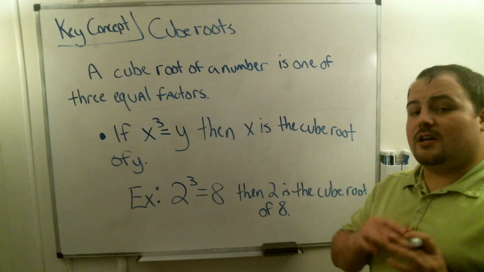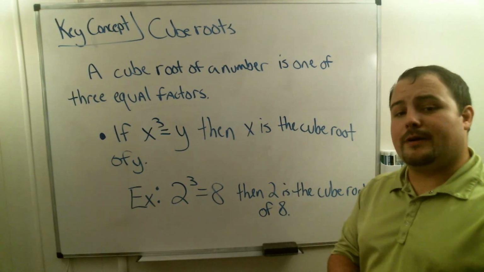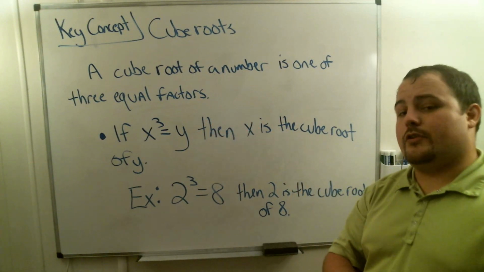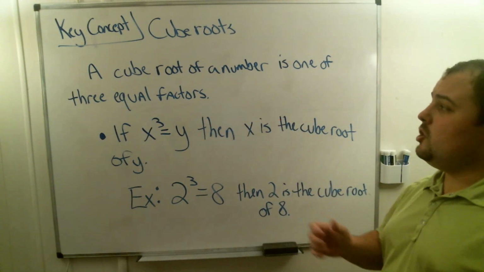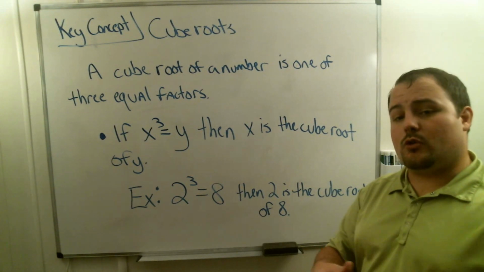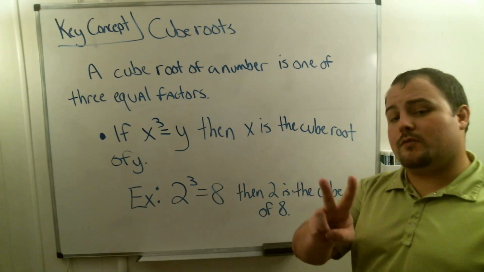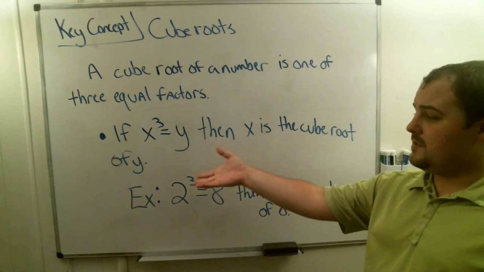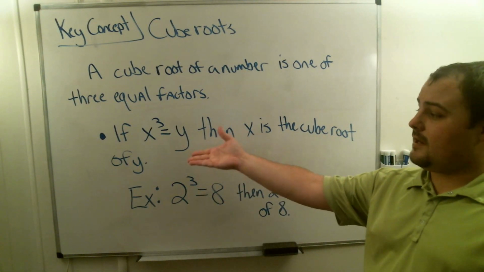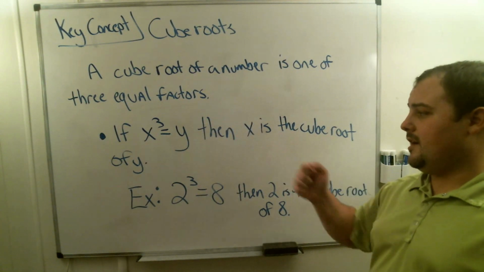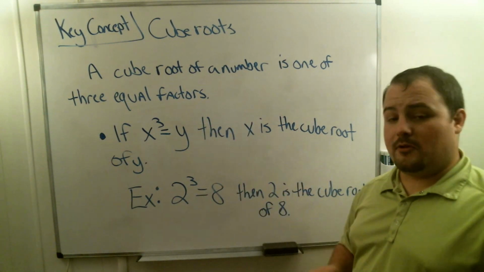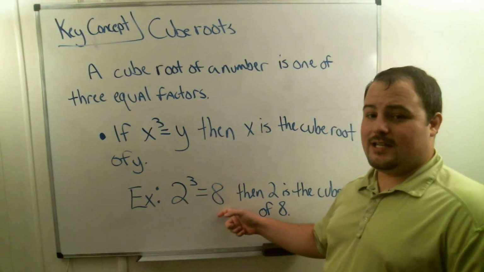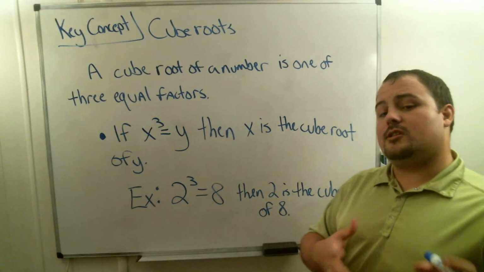For our key concept of the next part of the lesson, which is going to talk about cube roots, we need to know the definition again. You've already copied down the vocab once. It's just here again. A cube root of a number is one of three equal factors. So instead of it being two of the exact same numbers, now we're looking at three of the exact same numbers. The statement in algebra states that if x to the third power equals y, then x is the cube root of y. An example of that: if we know that 2 to the third power is 8, then 2 is actually the cube root of 8.